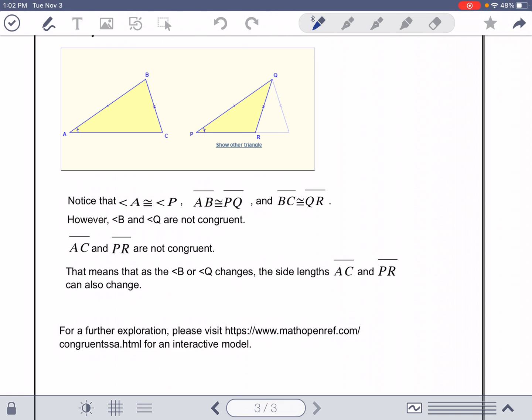And if you want to see this in action, type in down there this website, and it will give you an interactive model where you can click and change those angles and sides and see how it just won't work if you have an angle, side, side.